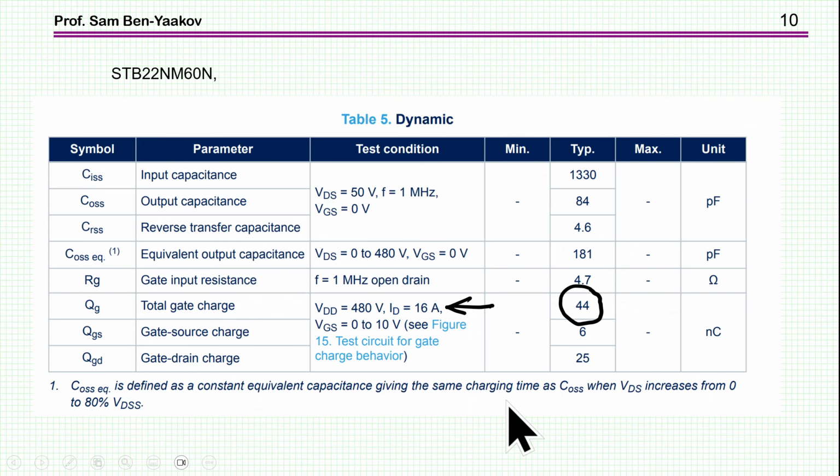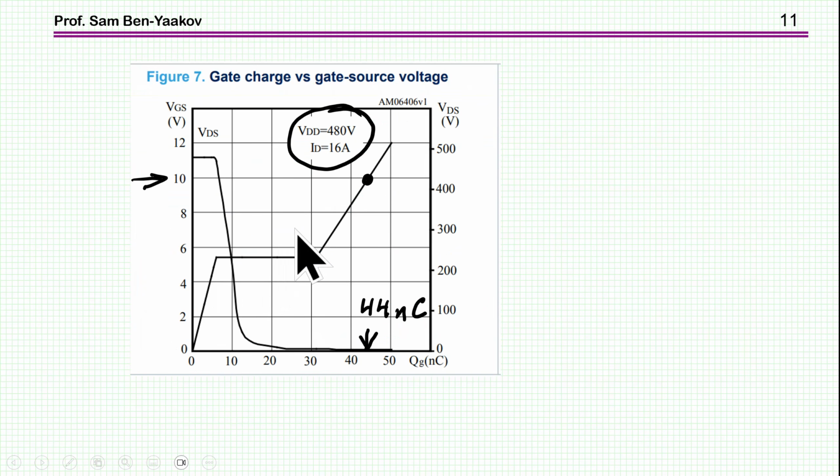And now, if I go to the charge, again, I have information about a certain point in the table, 480 volt, 16 amp, 44 nanocoulomb, say, for the total gate charge. What is this point here on this curve, okay?